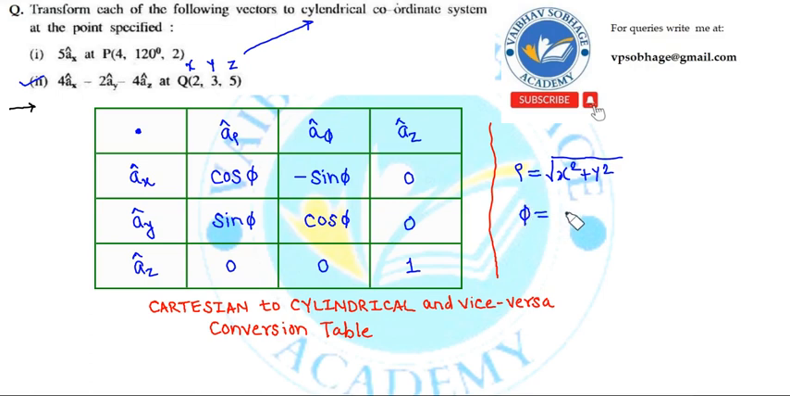We have phi equals to what? Phi is nothing but your tan inverse of y upon x, and z is as it is. So these are the two things that we will be using throughout this numerical. Now we will start with the very first part of the numerical, and for your reference purpose, I am going to keep this table onto the one side of the corner of this slide. Now we will begin with the very first part of the numerical.